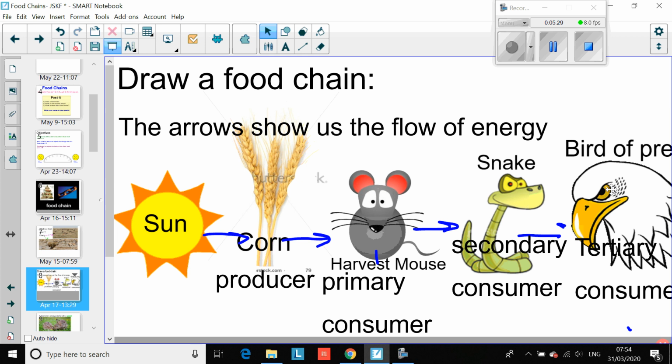So what I'd like to do now is quickly pause the tape and copy up this food chain. Make sure you've labeled what each one is and the fact that it's primary consumer or a producer or a secondary consumer in your book, please. Okay, that'll take you about 5 minutes. Off you go.